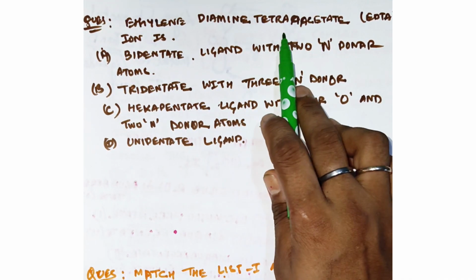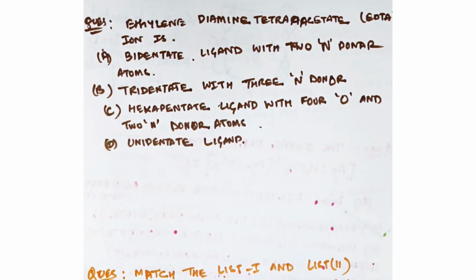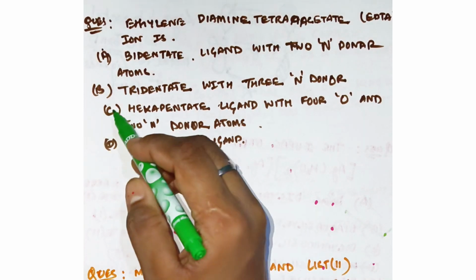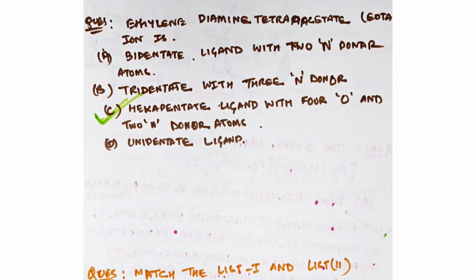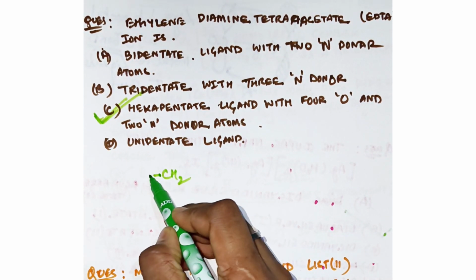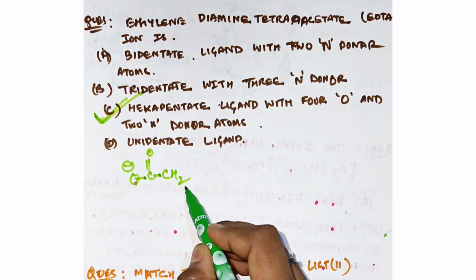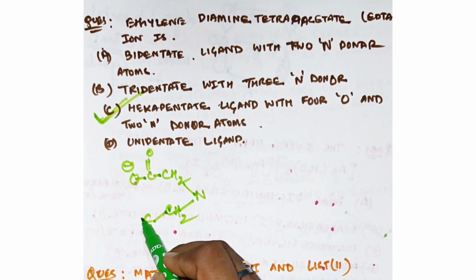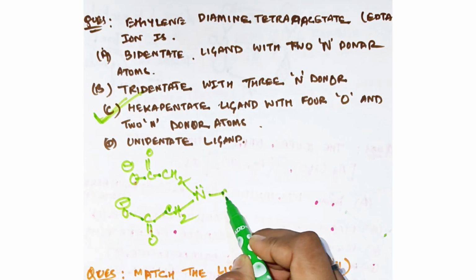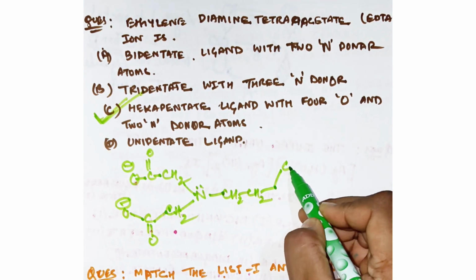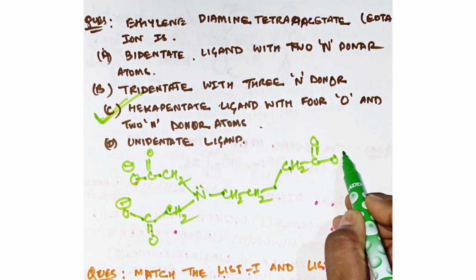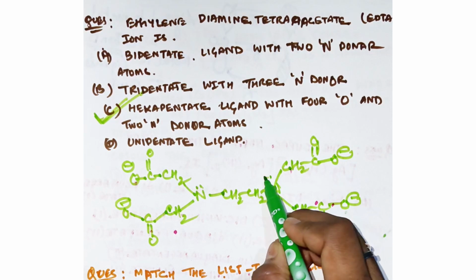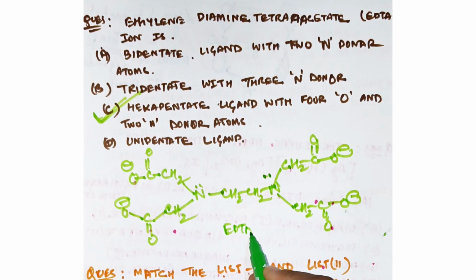The next question is, ethylenediaminetetraacetate, EDTA ion, is it a bidentate ligand, where N is 1 donor atom, tridentate, hexadentate, or unidentate? It is your hexadentate ligand. And what is the structure? You can write it down so that in exams, if there is any question regarding the structure, you can answer it. There is nitrogen and oxygen as donor atoms. See here, nitrogen is a donor and oxygen is a donor atom. CH2 C double bond O, O minus, here it is N, CH2 C double bond O, O minus. See here. So this is your EDTA.